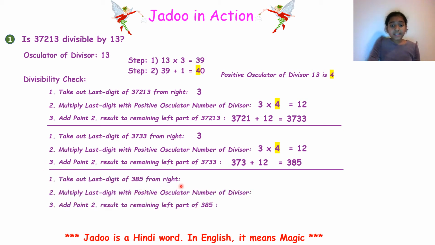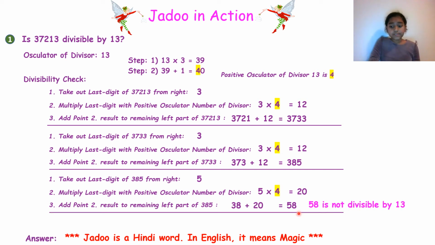First, take out the last digit of this number from the right, which is 5. Multiply the last digit with the positive oscillator number of the divisor. So 5 times 4, which is 20. Third, add this result to the remaining left part of 385. So 38 plus 20 is equal to 58. 58 is not divisible by 13. Means this number is not divisible by 13.